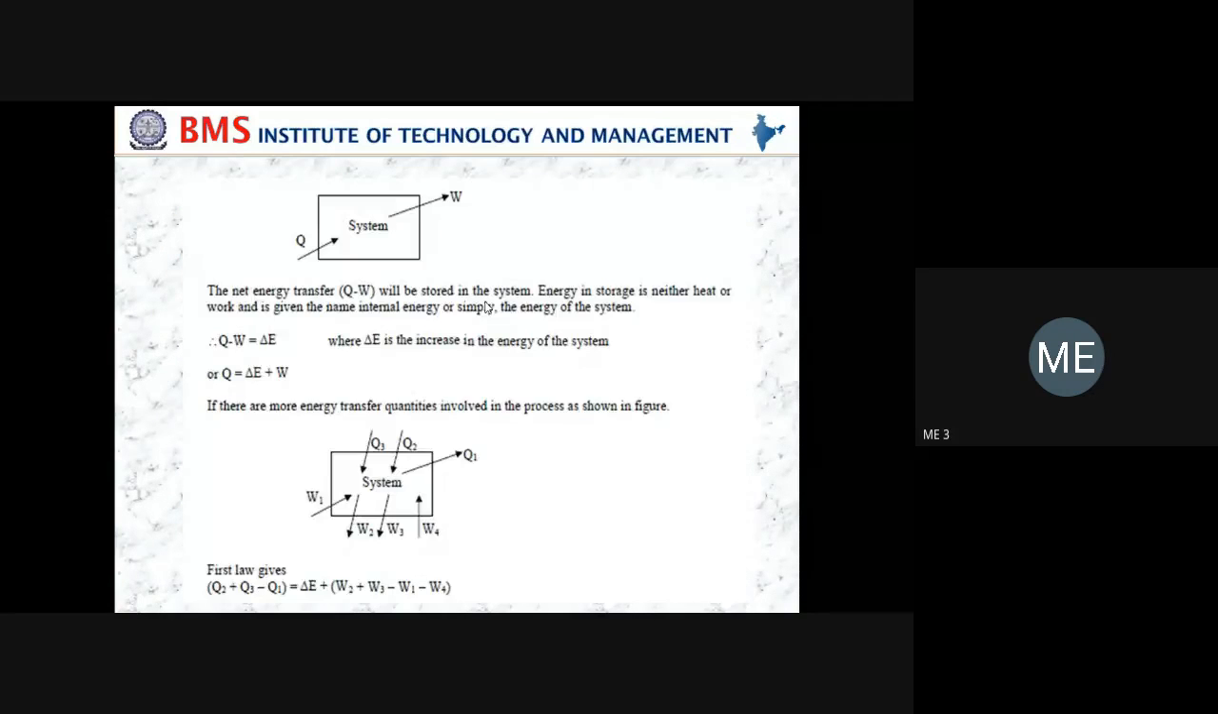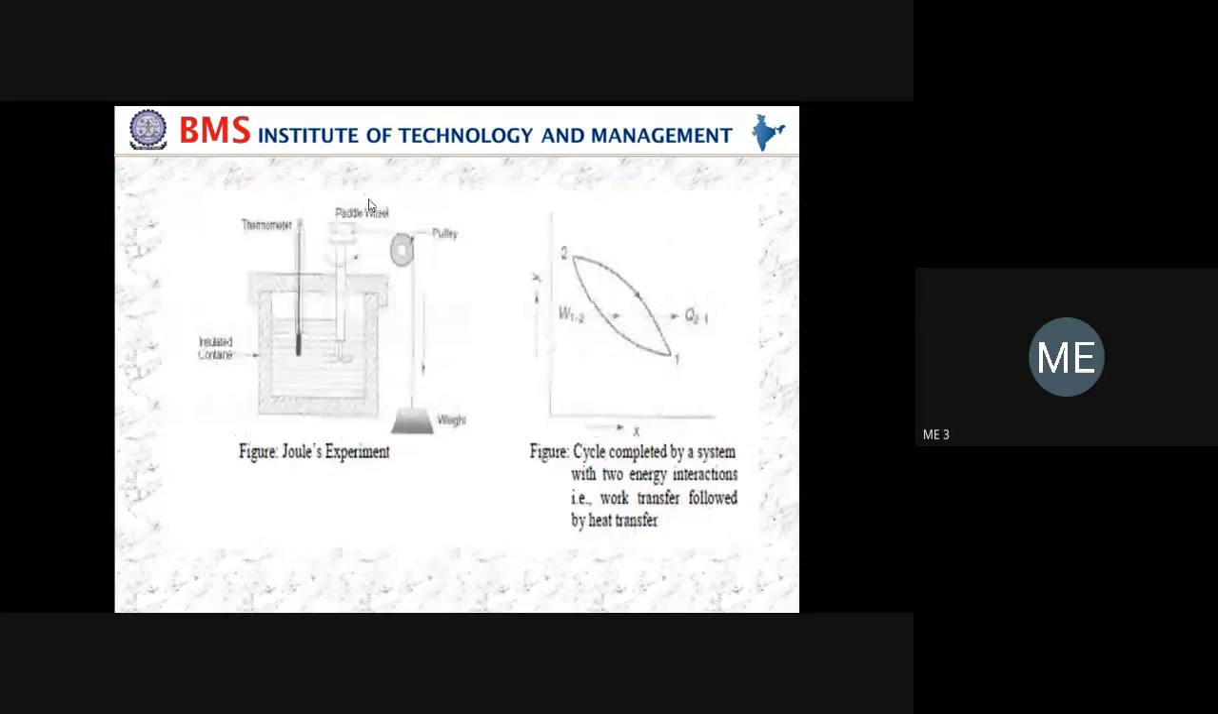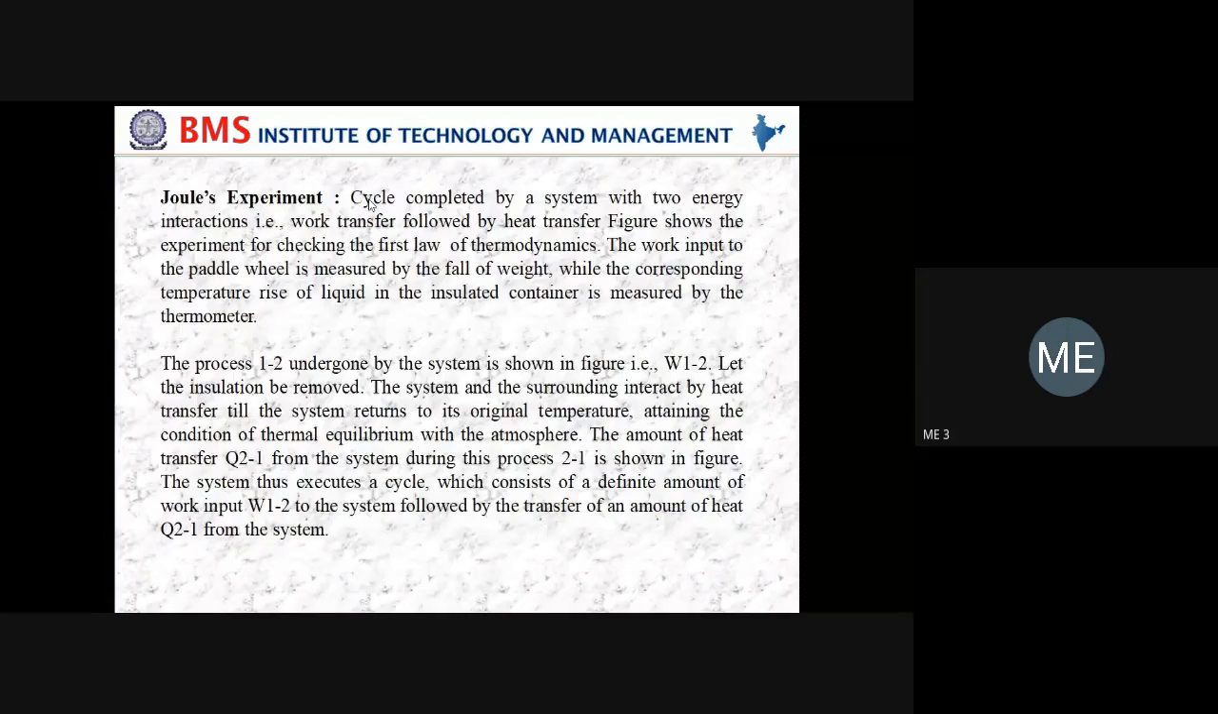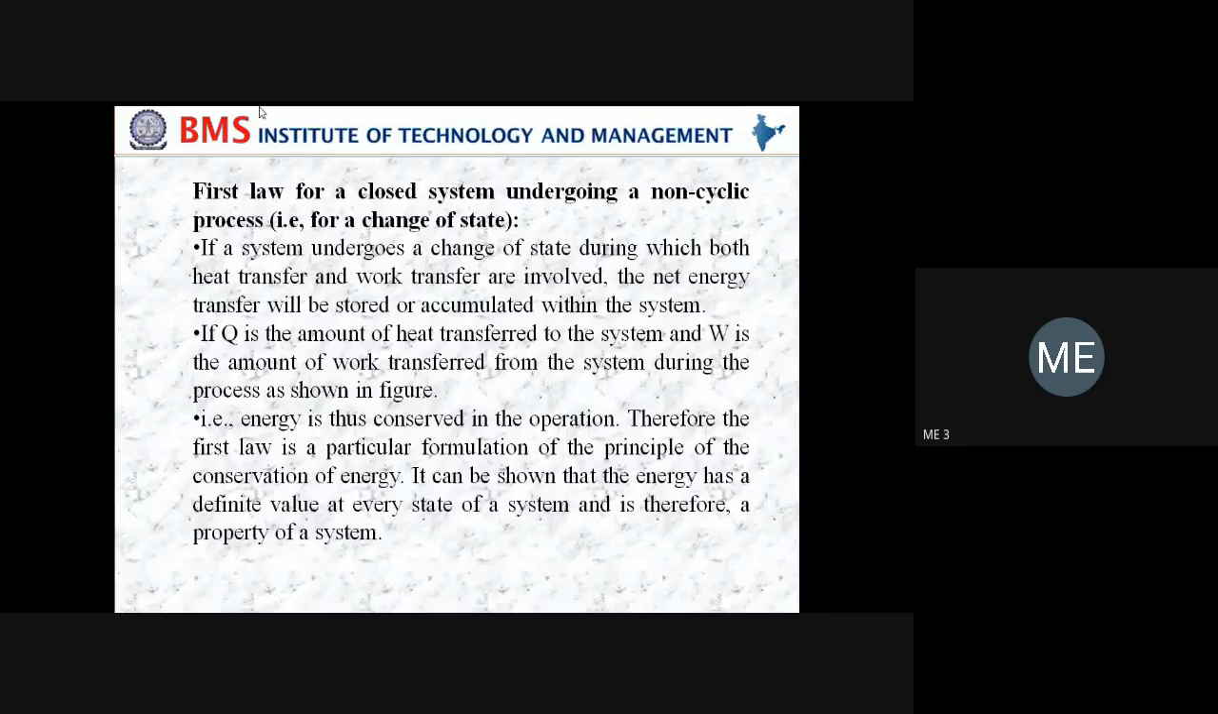Another one is the first law of thermodynamics for a closed system undergoing a non-cyclic process. Whatever Joule's experiment illustrates is for a closed system in a cyclic process. Now we are dealing with a closed system undergoing a non-cyclic process. You already studied cyclic and non-cyclic processes. A cyclic process is one where the initial and final states are identical. In a non-cyclic process, the initial and final states are not identical.